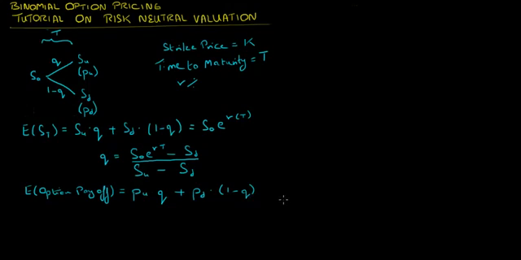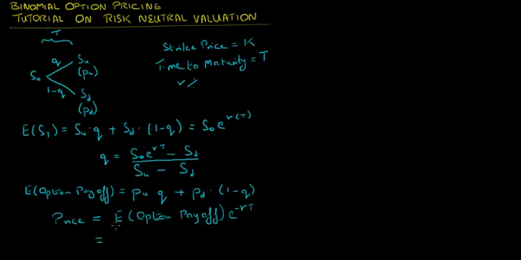Since we're pricing this option in a risk-neutral world, the only applicable discount rate is the risk-free rate of return. Therefore, the value of the option is the expected payoff discounted at the risk-free rate. So the price of this option equals the expected option payoff discounted at the risk-free rate over time period T.